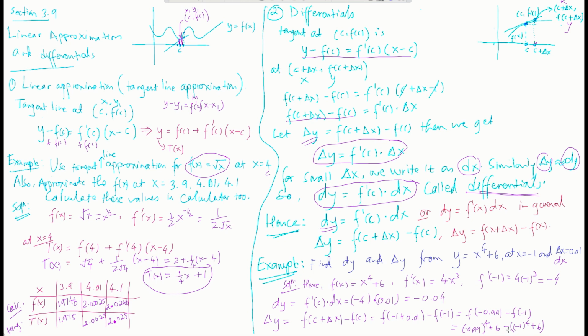If you simplify this, or you can use a calculator for that, you get -0.0394. You see that you got almost the same value, -0.04. This is for dy, and for delta y you got almost -0.04 if you round up, right? So you got almost the same values for dy and delta y for this problem. Okay, thank you guys.